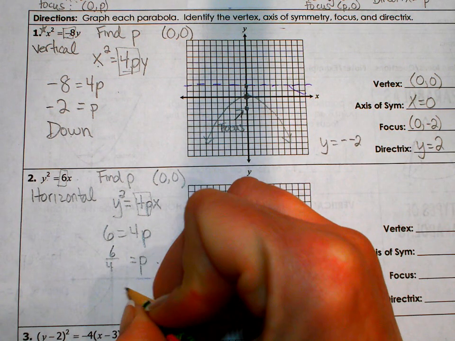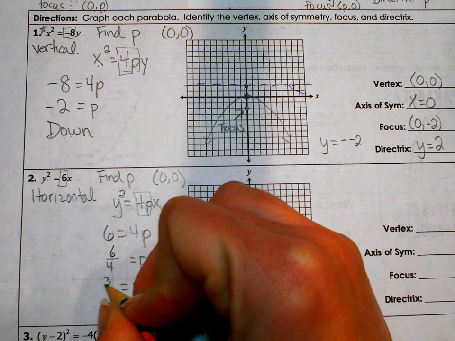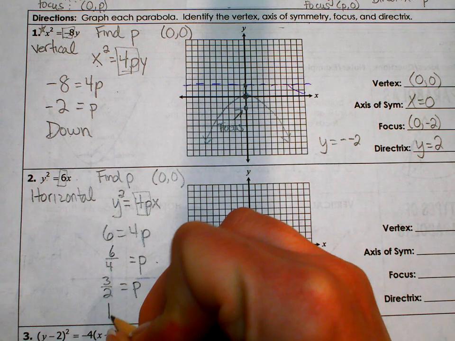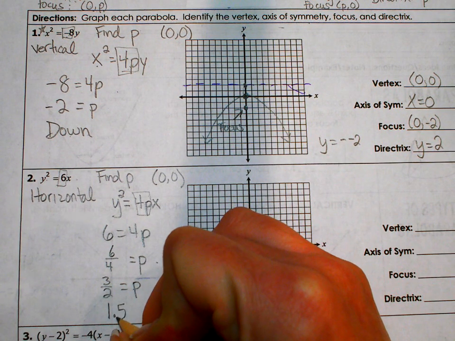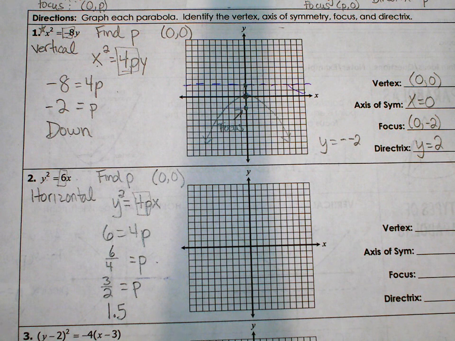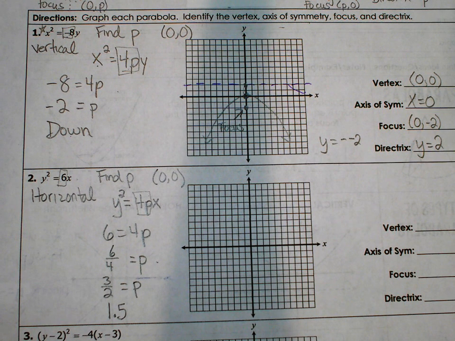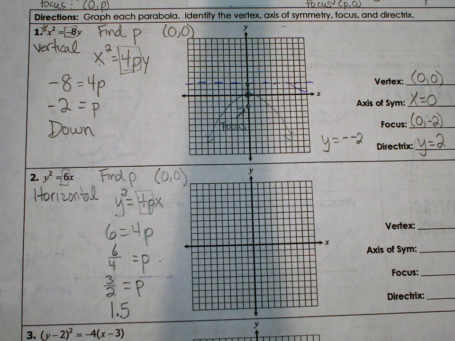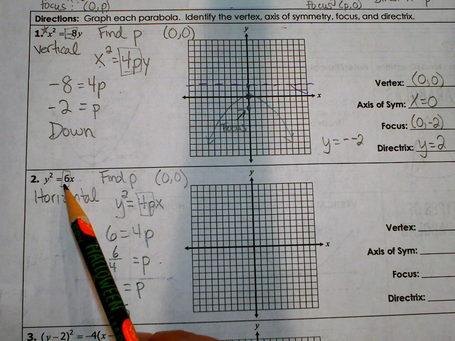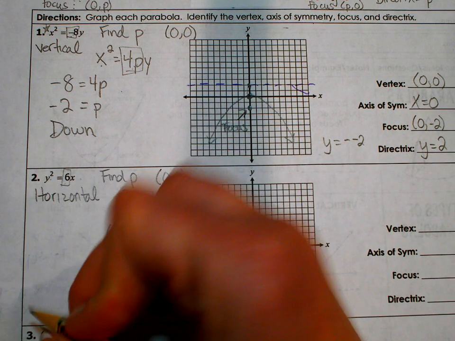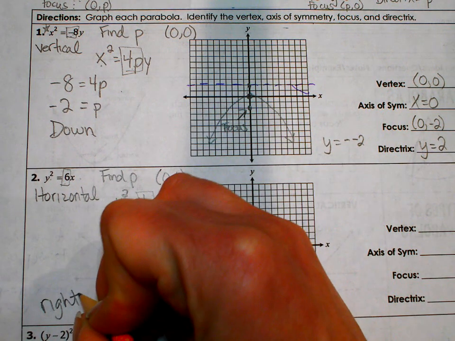What's 6 over 4? 3/2, which, by the way, is easier to write as 1.5 because that's how much spacing we need to move. Okay, is this horizontal? That means left or right. Is it going to open left or right? Well, left would be negative. This is a positive 6, so it's going to be facing to the right. Okay?